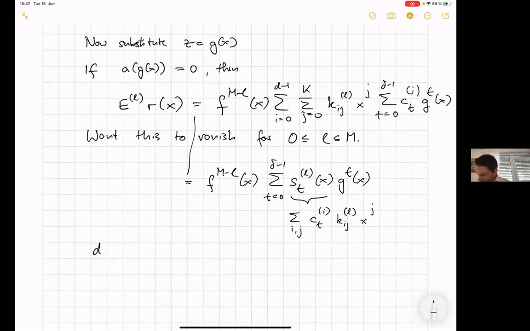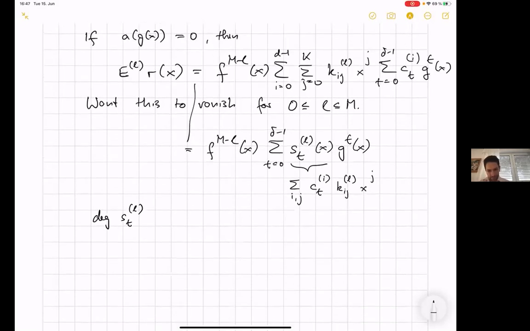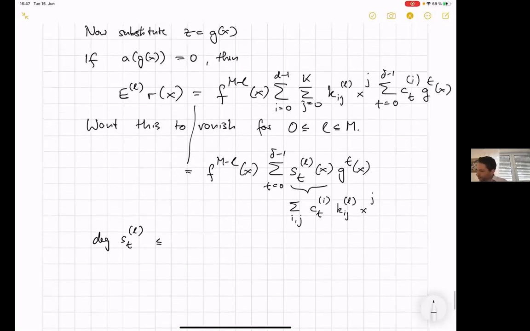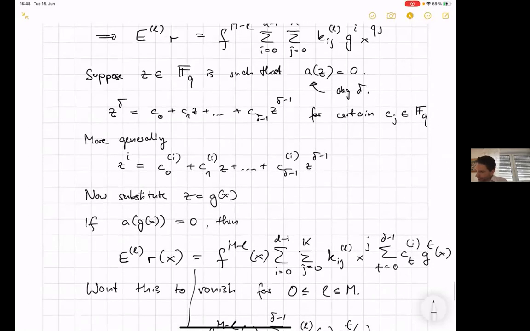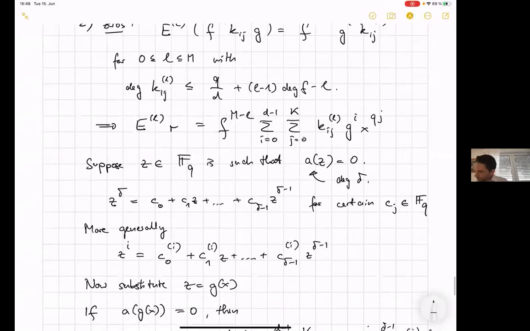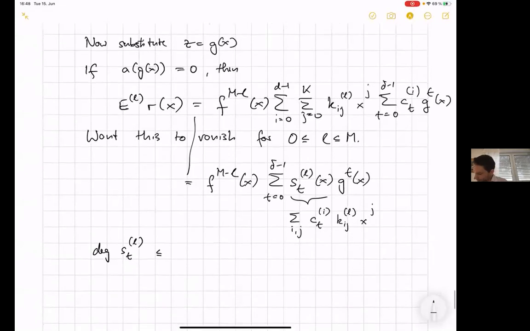And you see that the degree of S_{tL} is bounded by whatever bound I have for k_{ij}, plus the highest value of j, which is k. And you see that these k's were bounded here. So we just copy that. That is q over d plus L minus 1 times degree f minus L plus k.